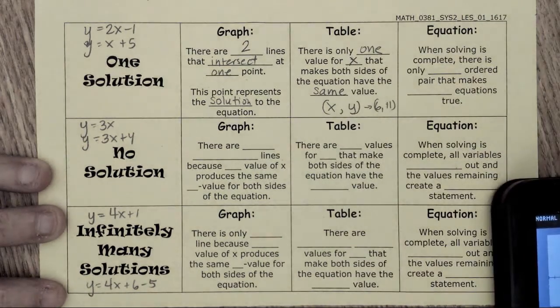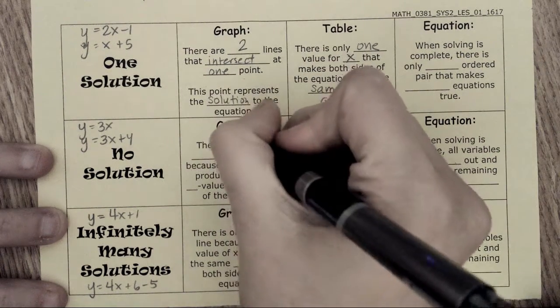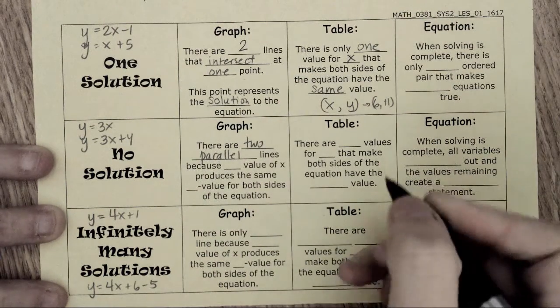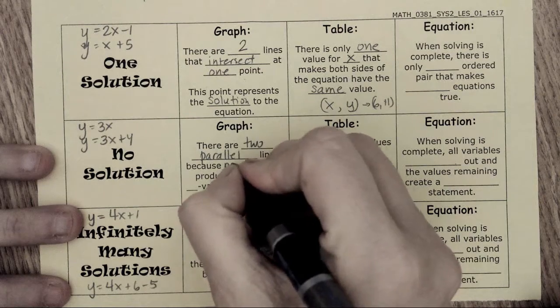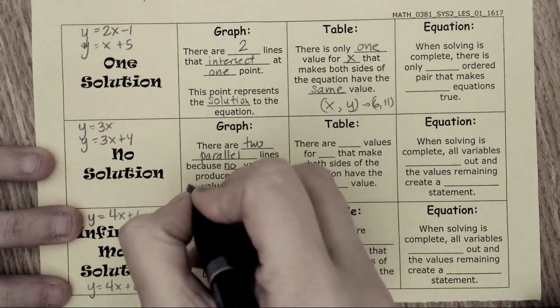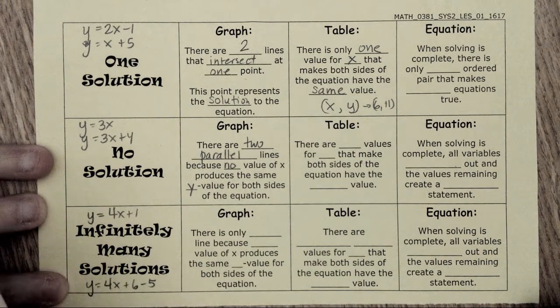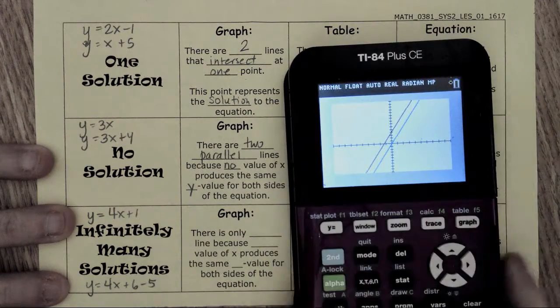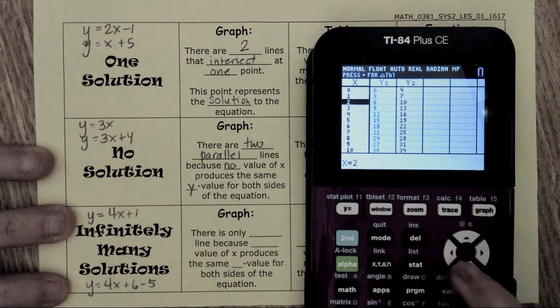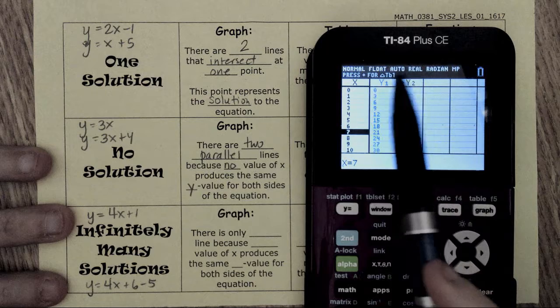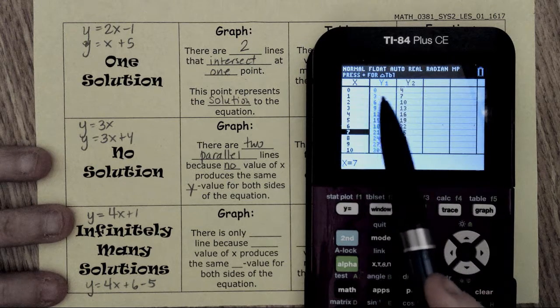Okay, so when I'm looking at my graph, there are two parallel lines because no value of x produces the same y value for both sides of the equation. Okay, so we have two parallel lines. Now, in the table, here's what that looks like. I have no rows where y1 and y2 are the same, but remember, I could just keep scrolling forever. It might take me, maybe my intersection is at negative 500. Maybe my intersection is at 36. I don't know. What I can see, though, is that 0 plus 4 is 4. 3 plus 4 is 7.